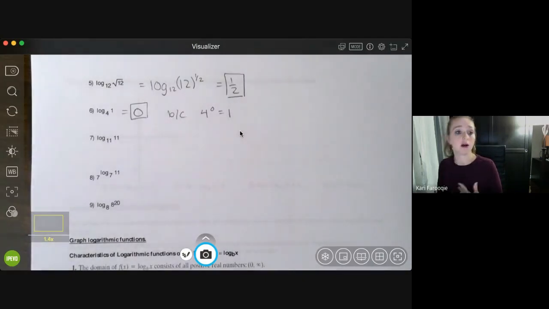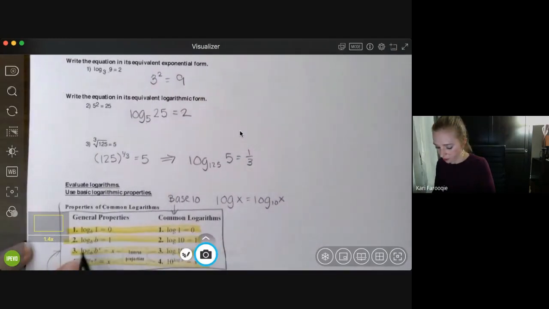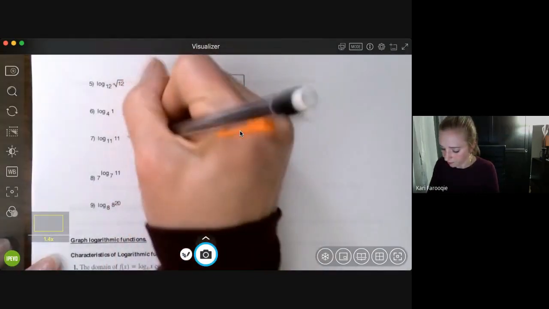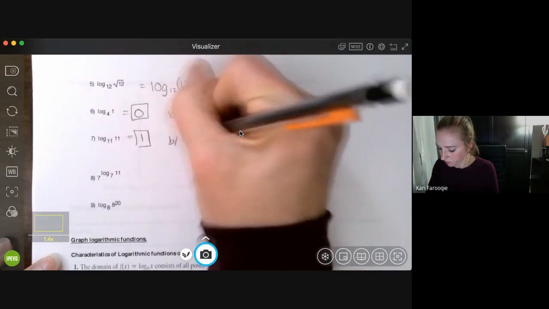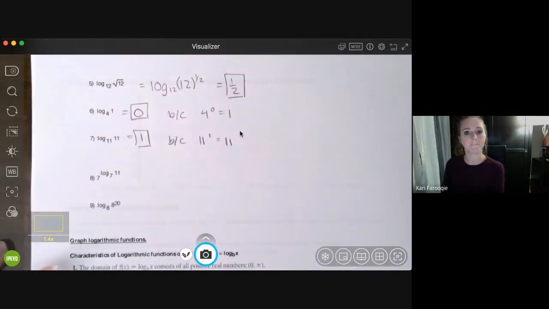Number 7, also using these general properties for logarithms, you have log base b of b. That gets you to rule number 2. Log base b of b is 1. That means log base 11 of 11 is 1, because 11 to the first power equals 11. Does anyone have a question so far?